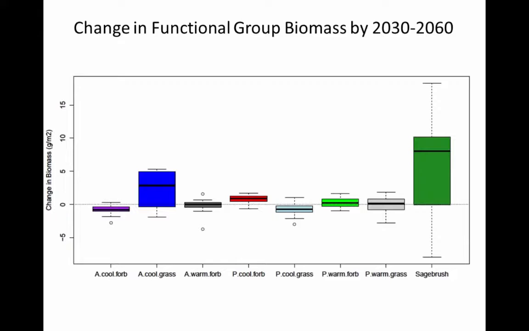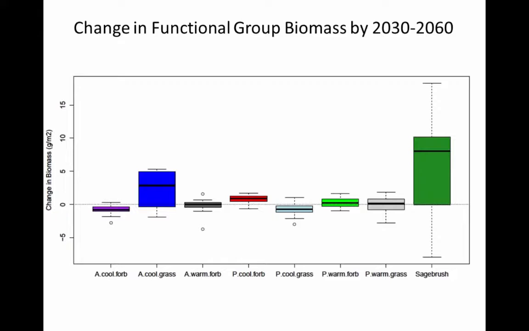And for sagebrush in particular, we see a larger range of responses. I should also note that the variability you're seeing here is changes in biomass across different climate models. So you'll note that for sagebrush, for the state of Wyoming, these 5 sites suggest that biomass for sagebrush will increase in the future. However, there are a few GCMs, rather, that suggest decreases.